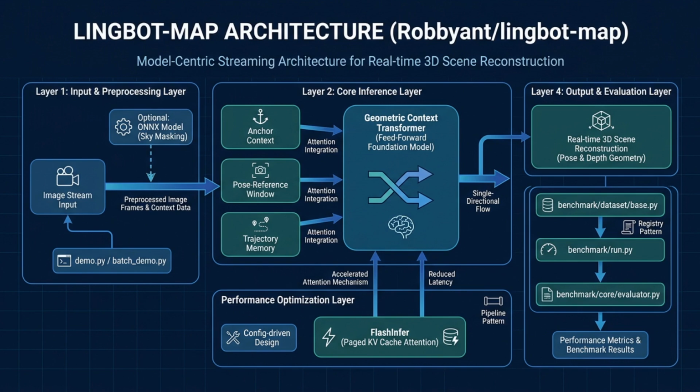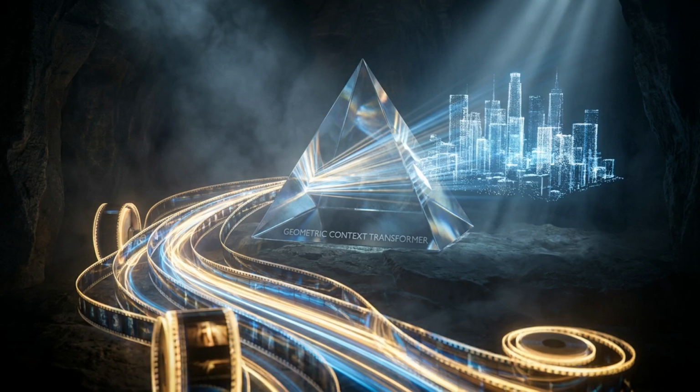Now, a huge challenge for any transformer working with long video sequences is memory. As more frames come in, the model's memory, its KV cache, gets bigger and bigger, which slows everything down. To solve this, lingbot-map borrows a clever technique from large language models called paged KV cache attention, using the flash-infer library. This acts like an intelligent memory manager, organizing past information into efficient, separate pages. This powerful idea prevents bottlenecks and allows the model to process sequences of over 10,000 frames at around 20 frames per second, a feat that was previously out of reach for streaming models.